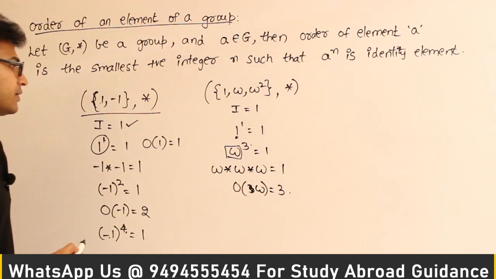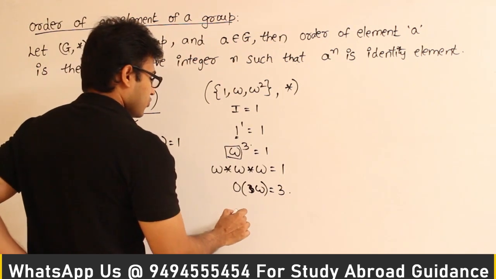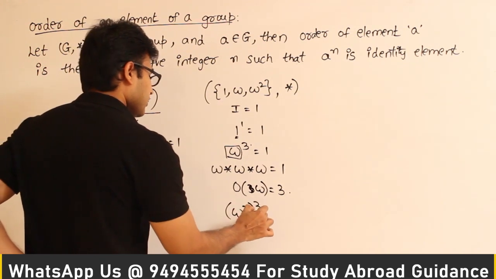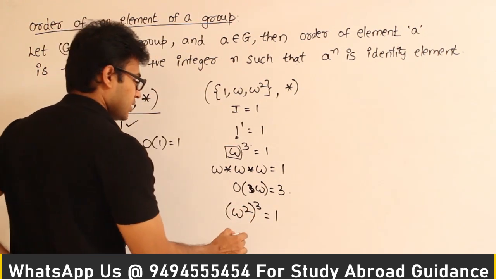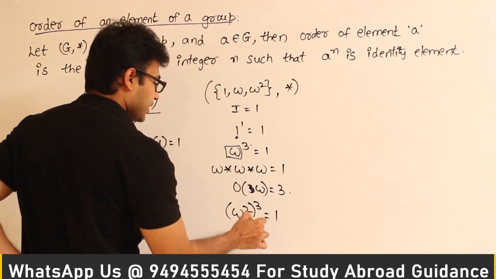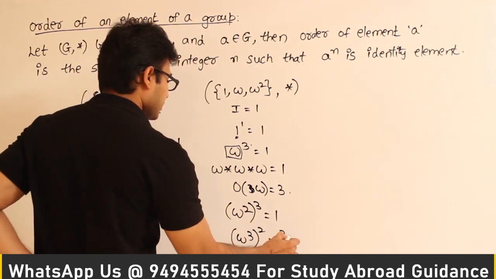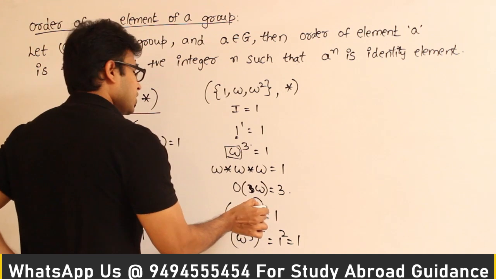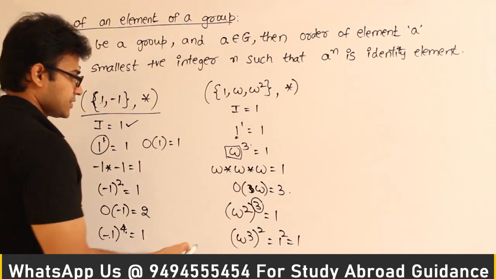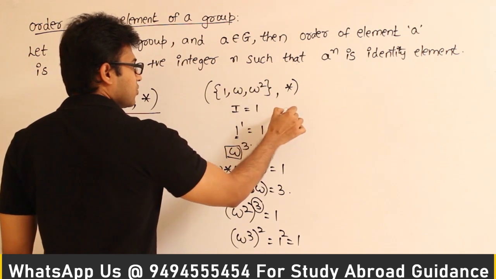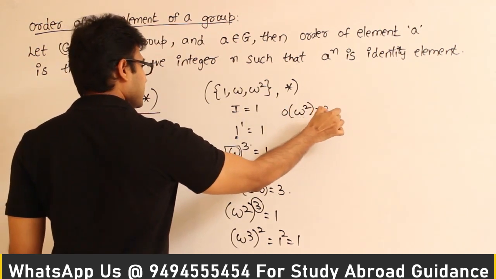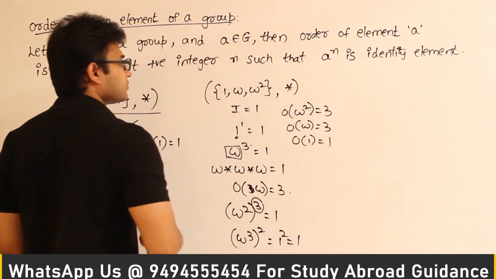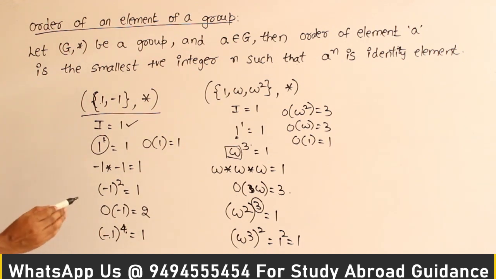Got it? And then similarly you can see what is the order of omega square. If you raise omega square to the power 3, then you are going to get 1. How? You can write it as (omega cubed) squared, which is nothing but 1 square, which is nothing but 1. So the smallest integer to which you have to raise omega square to get 1 is 3. Therefore order of omega square is also 3, right? Order of omega is also 3, and order of 1 is 1. Got it? So this is about the order of an element.